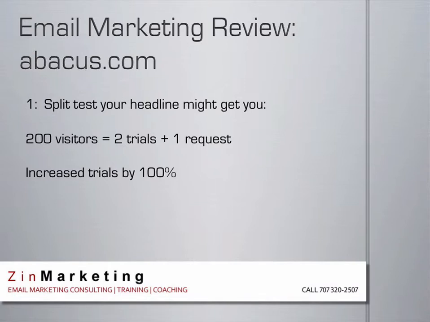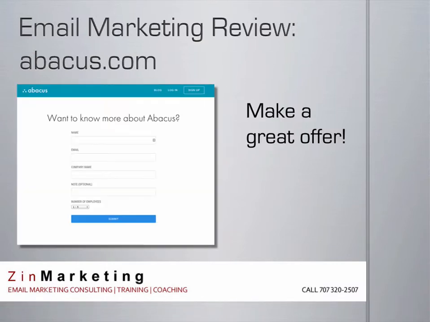But let's say we split test the headlines. Suddenly our 200 visitors gets us 2 trials and 1 request instead of 1 trial and 1 request. So right away we've increased our trials by 100% just by doing this one thing, split testing our headlines. Now when I click on the request for information, here's where I go to. I land on another page, and basically this page says want to know more about Abacus? Yes, no, and then leave your information, email address, and hit the submit button.